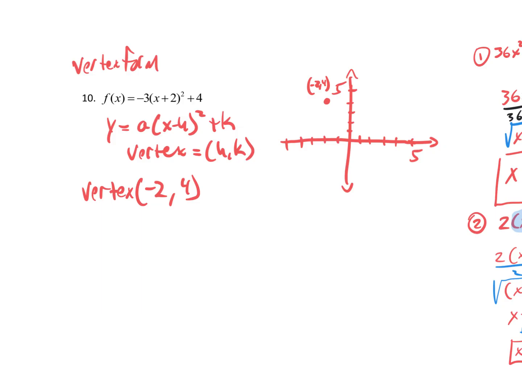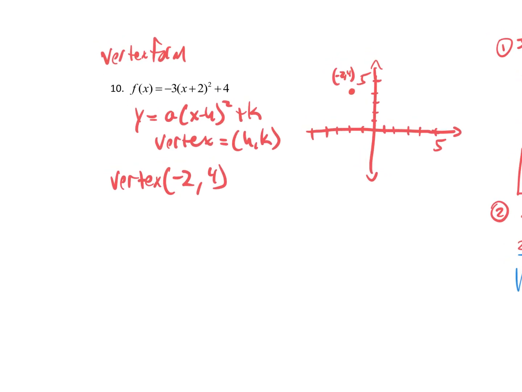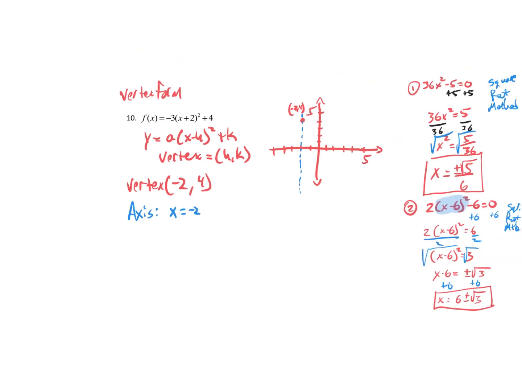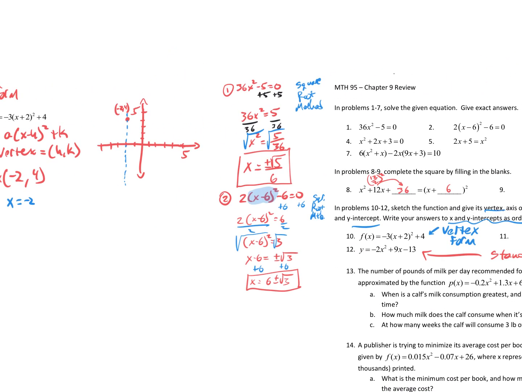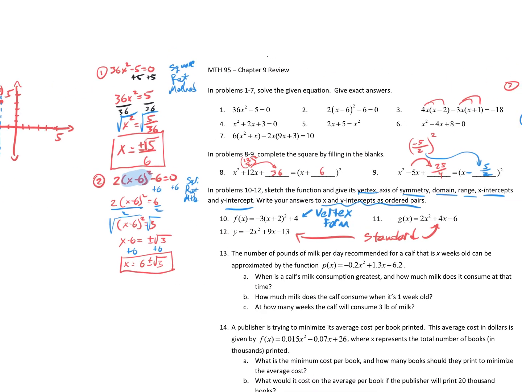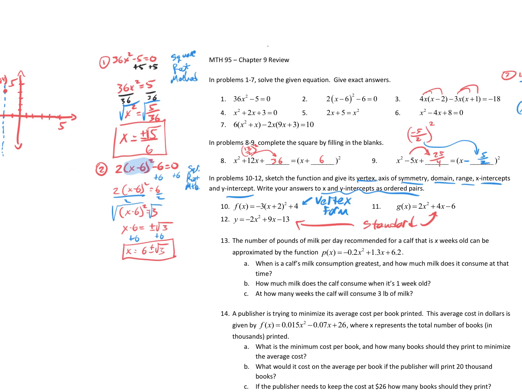Now, what else were we asked for? Oh, we were asked for the axis of symmetry. So the axis of symmetry is an equation. It is x equals negative 2. The axis of symmetry is always a vertical line. It goes through the vertex. Okay, we're also looking for the x-intercept and the y-intercept, the domain and the range.